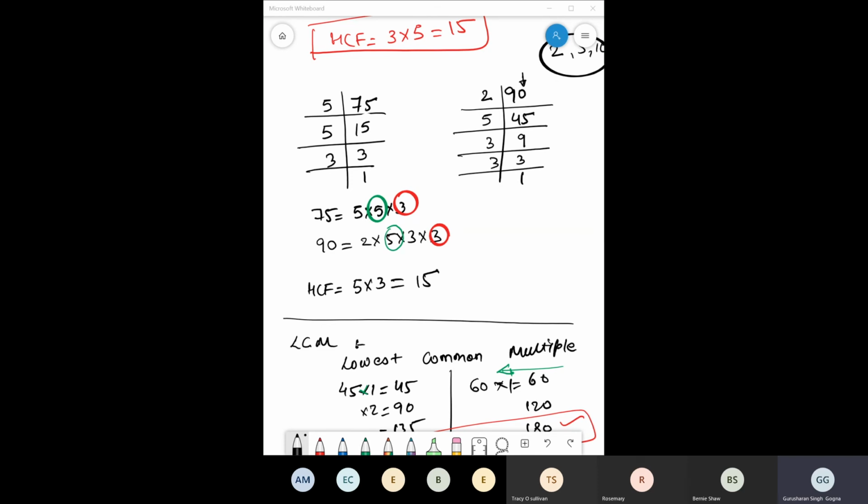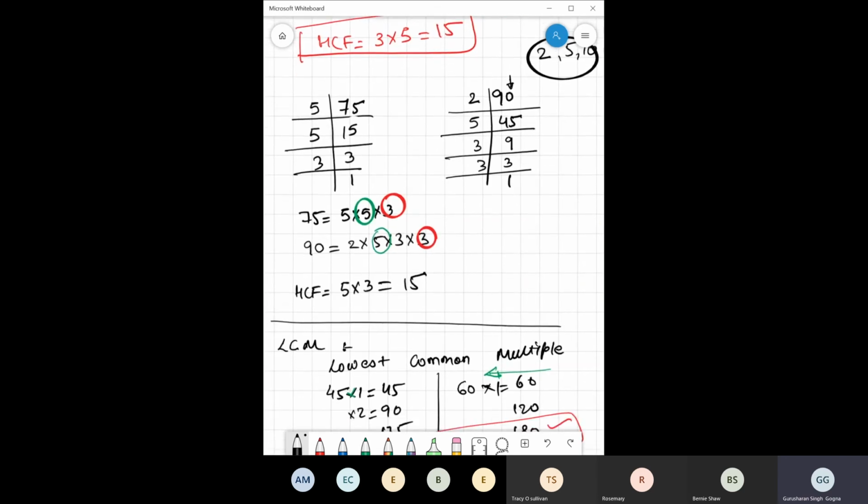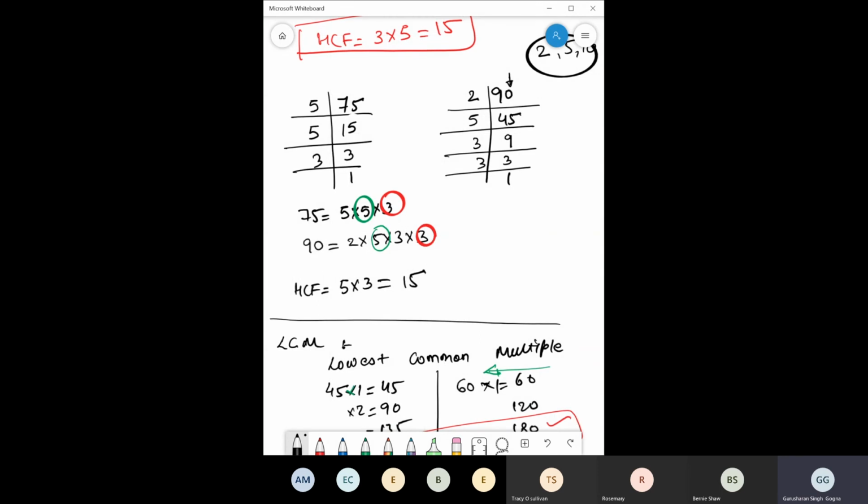So what is common? 5 is common, 2 is common, 3 is common. Very good, that's correct. Highest common factor is 30. And what's the LCM, Benjamin? So for 90 we already did it here: 2, 5, 3, 3. So you already have it. You just have to find out for 120.